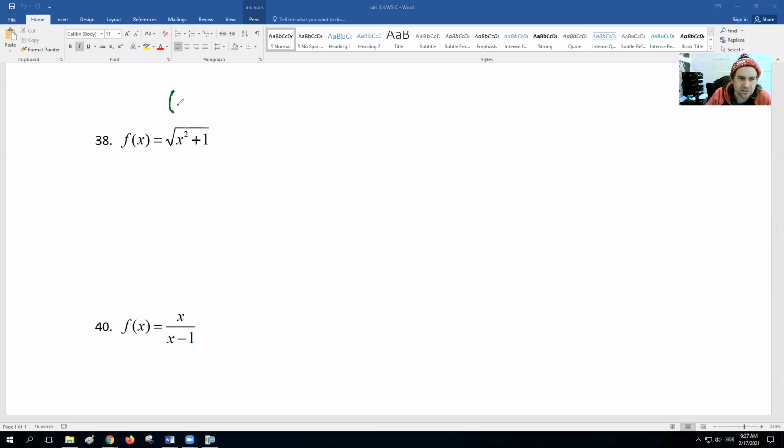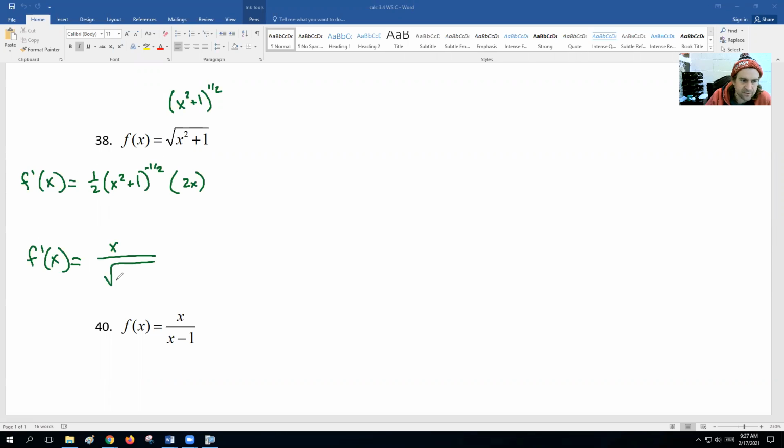Okay, let's change this to x squared plus 1 to the 1/2 power. The first derivative here is 1/2 of x squared plus 1 to the -1/2 power times the derivative of the inside, which is 2x. So the first derivative, we can multiply that by 2, so that's just x over radical x squared plus 1. So when does that equal 0?